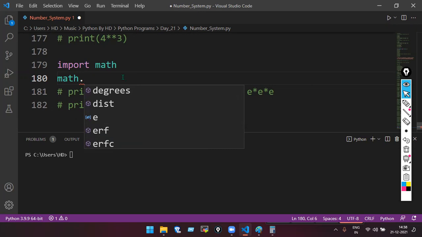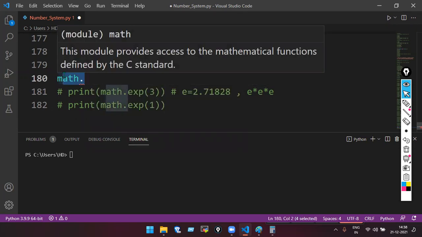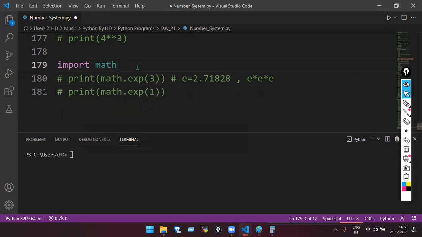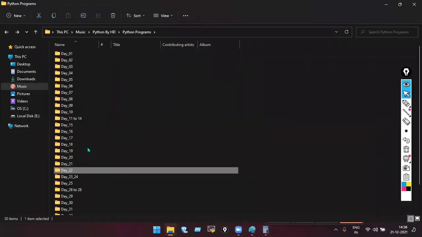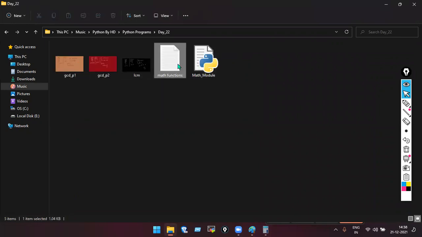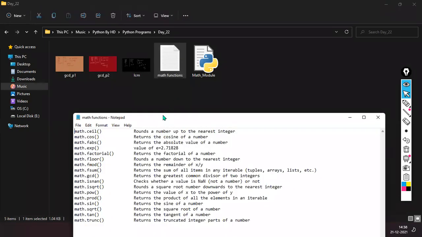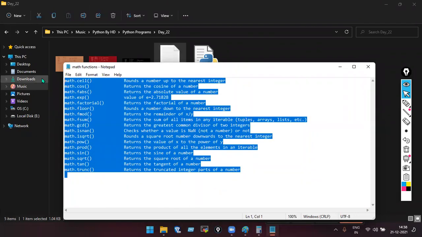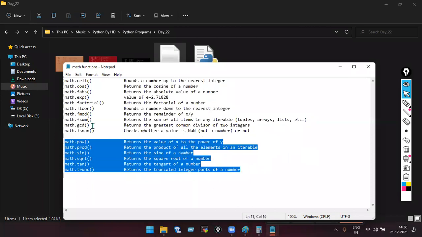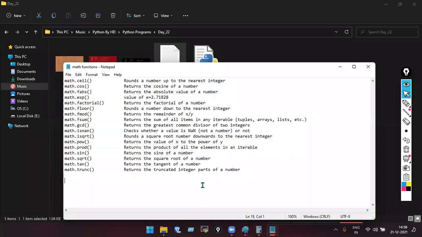In this class, we'll stop till here only, in this number system part. But the actual number system is not over. So tomorrow again we are going to see the math module. Today's class, what I wanted you to do is just write this part in your notes, these math functions, so that tomorrow you can do the practical part.